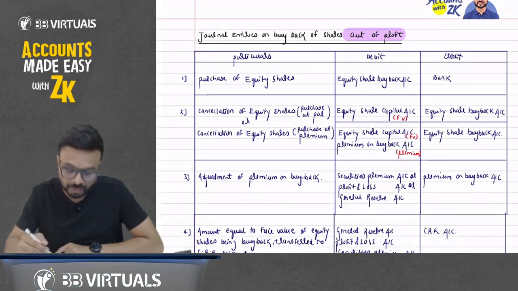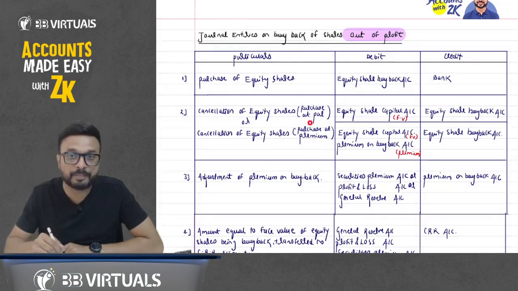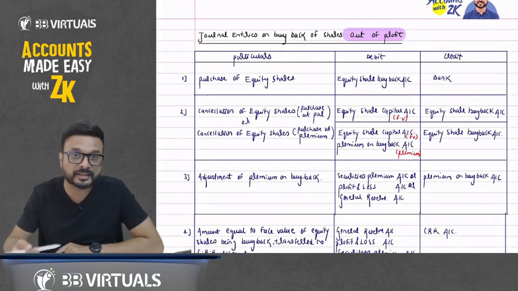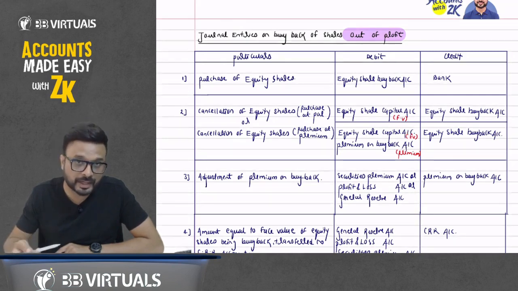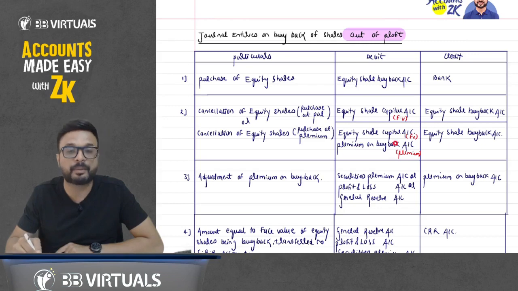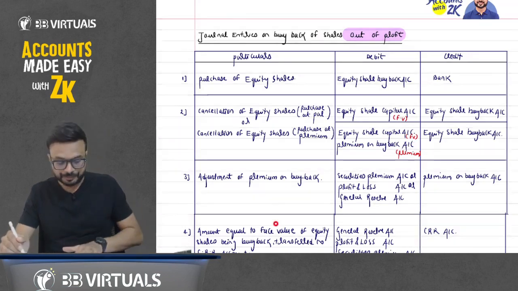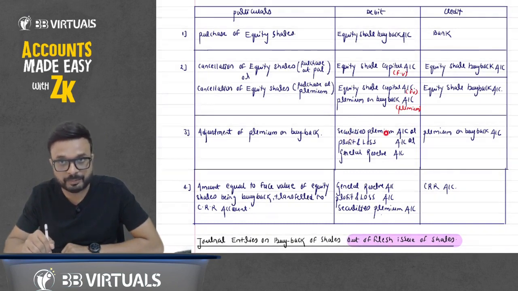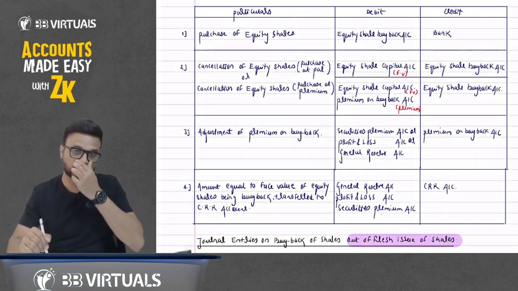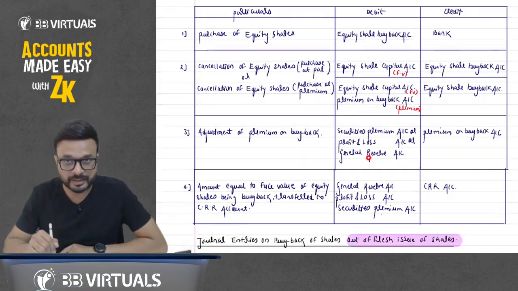So whether you have purchased at par or at premium, if you have purchased at premium, when you do the cancellation, remember the equity share capital account will be debited by face value only, and the additional amount that you have paid will be debited to premium on buyback account. Now this premium on buyback account can be adjusted against securities premium account, or against free reserve, that is profit and loss account surplus balance or general reserve.